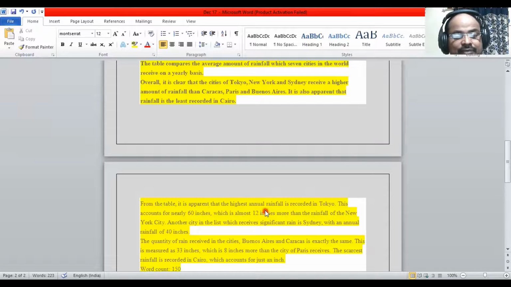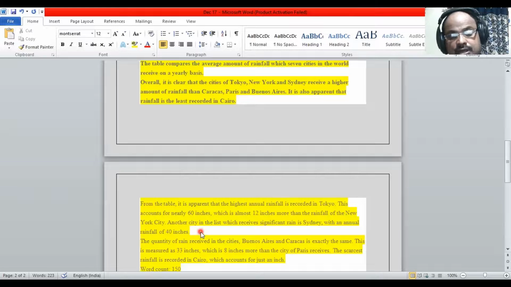The highest annual rainfall is in Tokyo. This accounts for nearly 60 inches. So the figure is coming after the trend. The matter is presented first and then the figure came, which is almost 12 inches more than the rainfall of New York City. So we have compared 12. So 60 minus 48, that's 12. That comparison is there.